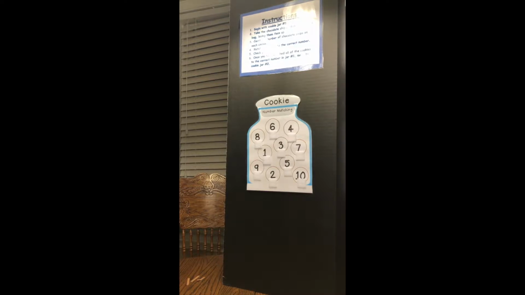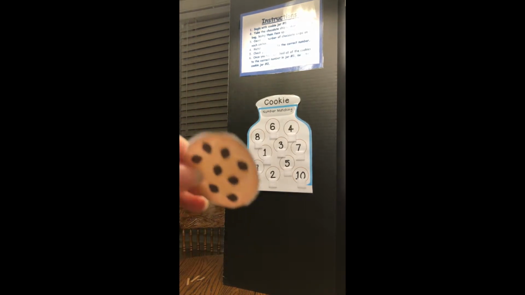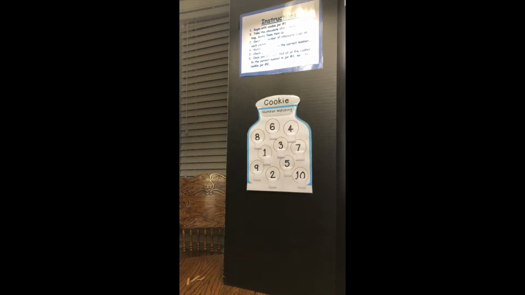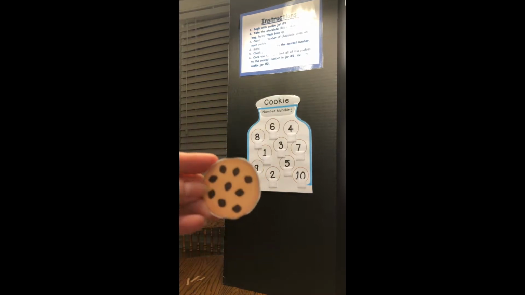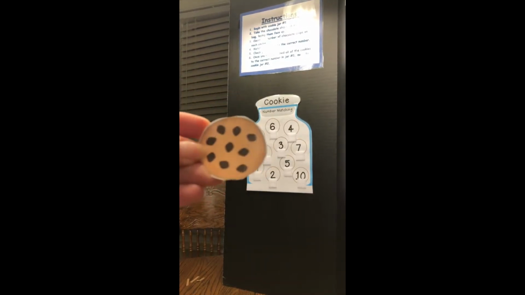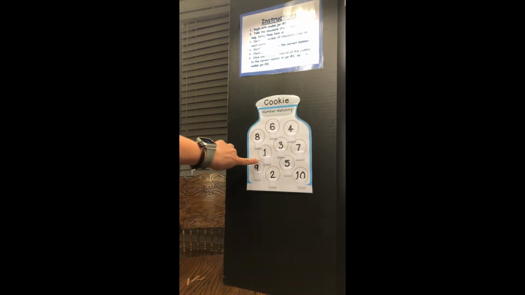So first, I would introduce students to the numbers of a quantity to the number symbol. So in this example, this is going to show how I would have students match the number of chocolate chips on a cookie to the appropriate number in the cookie jar. So this helps students be able to visualize how they can match the quantity of something to the number symbol.